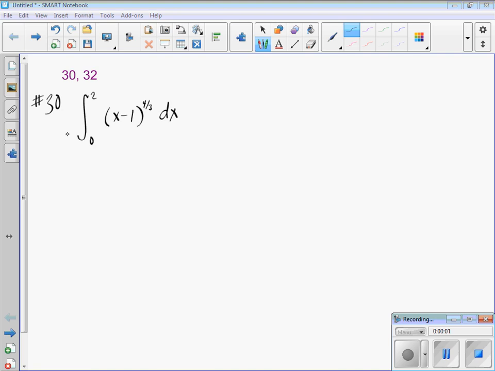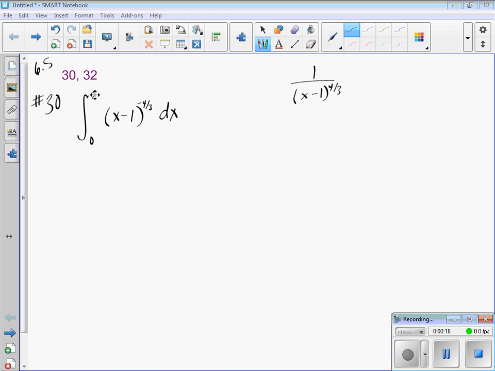So looking at number 30 in 6.5. Okay, we're going from 0 to 2. This, I moved it to the numerator, so it should be a negative 4/3. There we go. When does this have an issue in the denominator? When what's true? When x is 1.